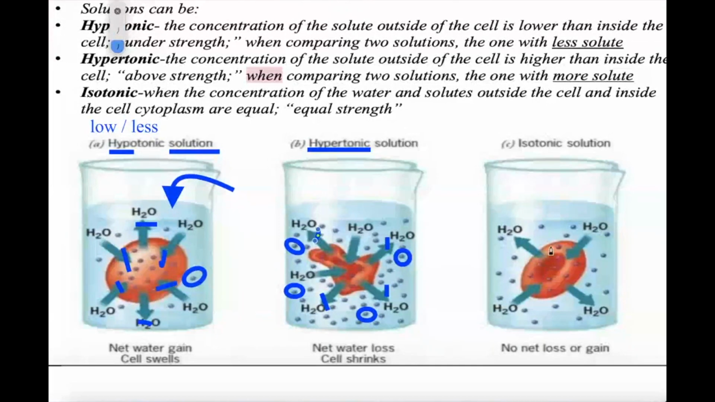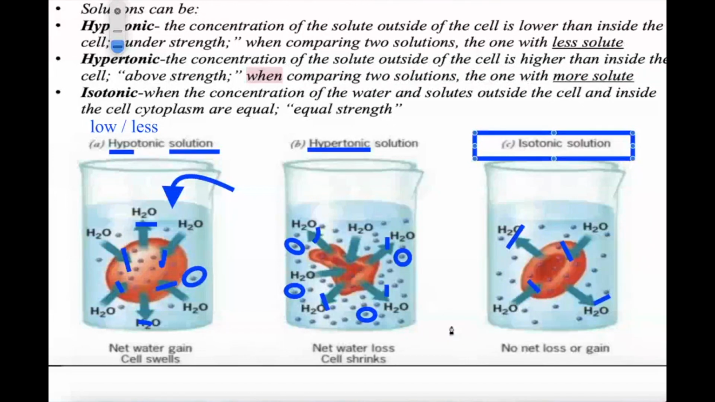How do you decide this is isotonic? The number of molecules inside and outside are almost the same, and also the arrows: 2 arrows going in, 2 arrows going out. And the third thing, you don't see any change in shape as compared to the first and second picture. Neither is it swollen nor shrunk. So that's why this solution is isotonic.